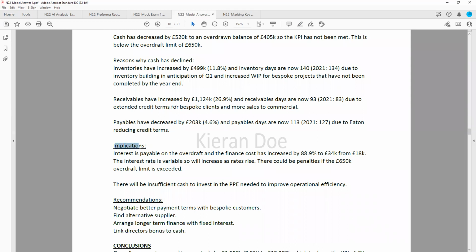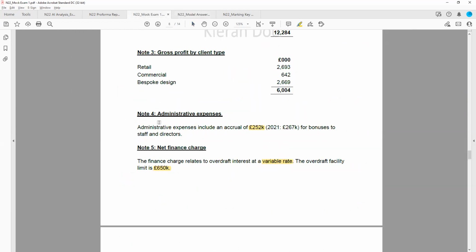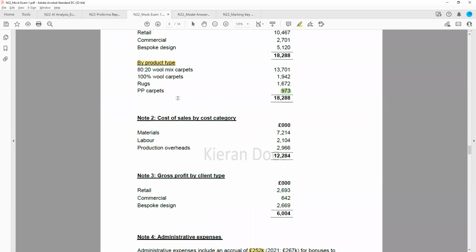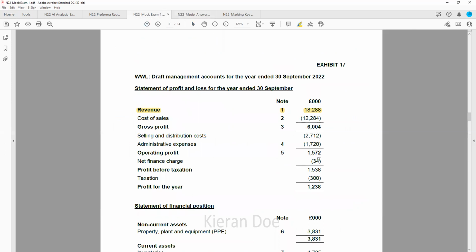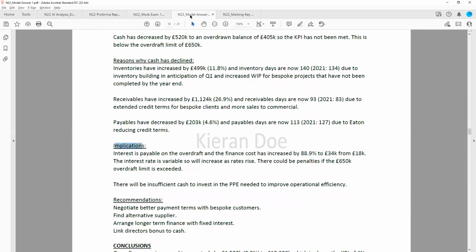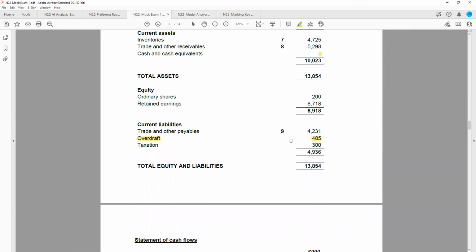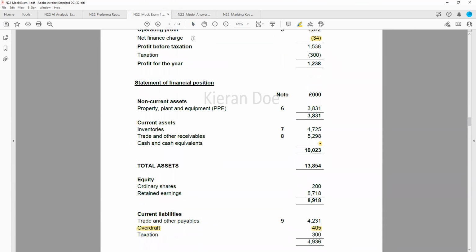So then the implications for the business. Okay, well, if they're clearly low on cash and they've gone into the overdraft, the obvious impact there, of course, is the interest expense. We've obviously seen that has gone up. So they incur interest. We know it's variable interest as well. So if rates were to change, that would cause interest to go up. That's a point there. There could even possibly be penalties if they exceed the overdraft limit. They haven't exceeded it yet, but they're getting quite close.